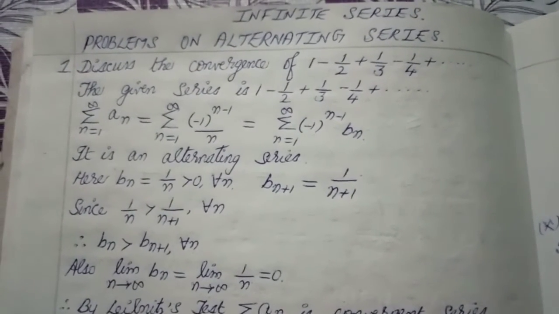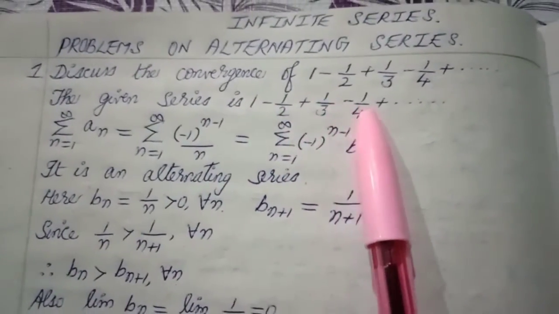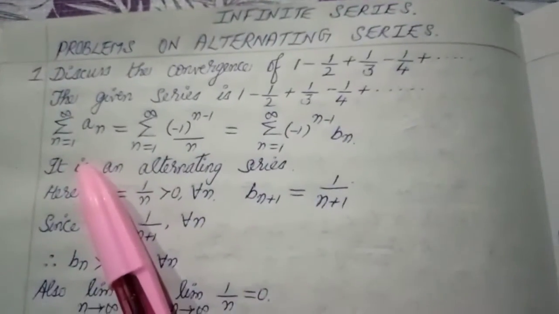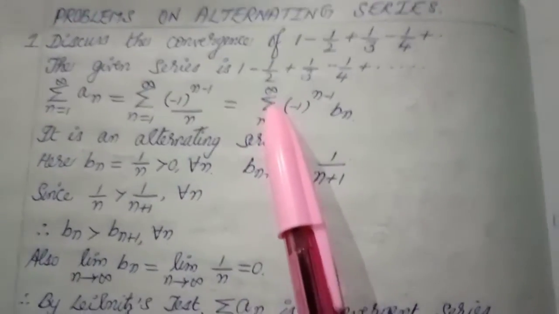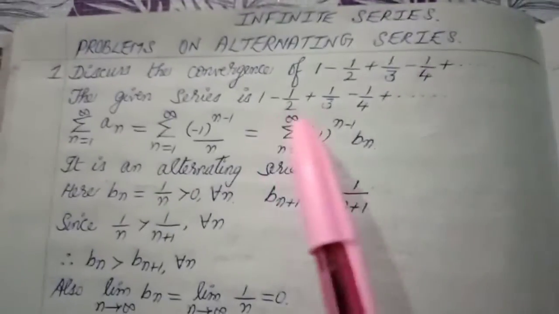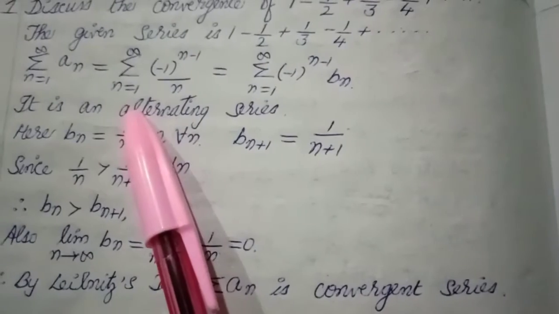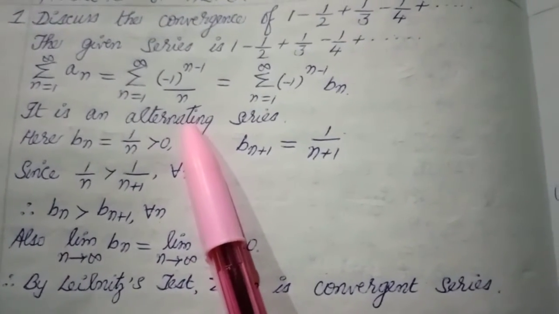Now let's see the first problem. The first problem says discuss the convergence of 1 minus half plus 1 by 3 minus 1 by 4 and so on. Now let's write out the given series. Now your nth term is an. So when you look into the first things, your numerators are same. Your denominator first term is 1, second term is 2, third term is 3, and there is alternatively plus and minus sign. So sigma an can be written as sigma n is equal to 1 to infinity minus 1 raised to n minus 1 by n.